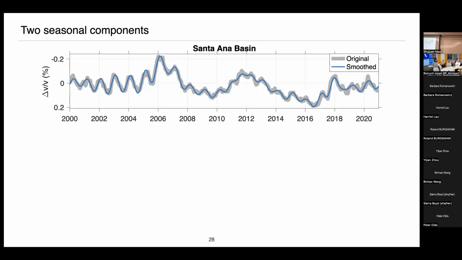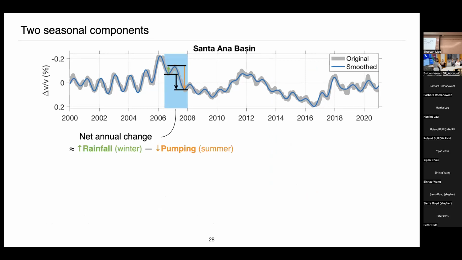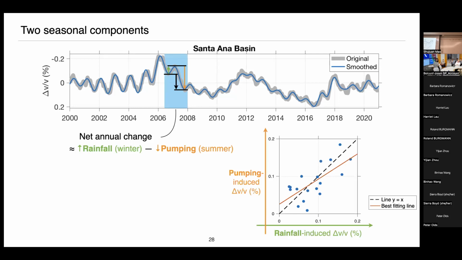Over all these years, well, you will see. We tried to analyze the reason for this difference by looking at two seasonal components. Here is the delta V over V time series, averaged over the 2 decades, within Santa Ana Basin. For a given year, the net change of groundwater is mainly the sum of two factors: the rainfall-induced increase of groundwater in winter minus the pumping-induced groundwater decrease in summer. If I plot the relationship between these two seasonal factors over the 2 decades, the horizontal axis indicates rainfall-induced delta V over V, and pumping-induced changes are on the vertical direction.